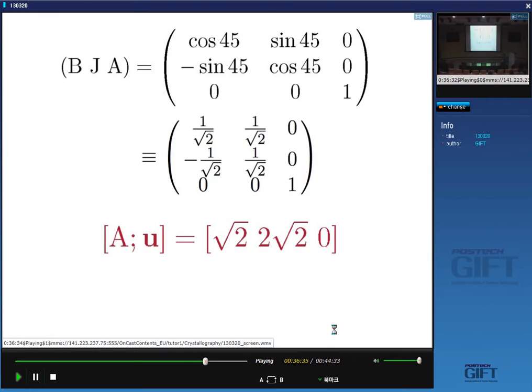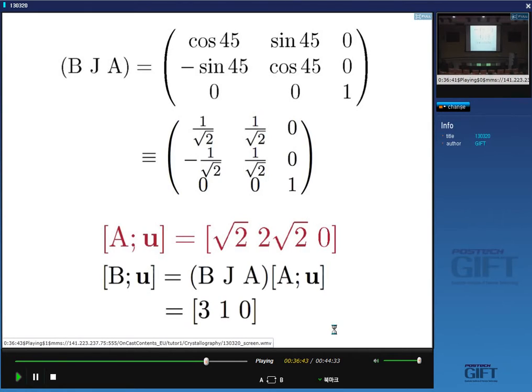Then I can use that in order to do a transformation of the components of this particular vector in basis A. If I go through this process of multiplication, it comes out as 3-1-0 in the crystal B. Okay? Now, in this example, the two lattices were exactly identical. They were just rotated with respect to each other. Okay, so both were cubic.